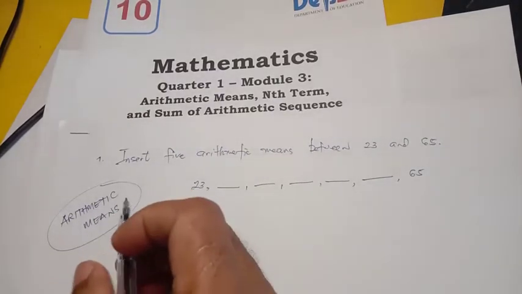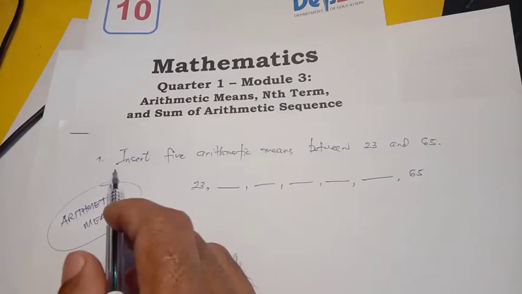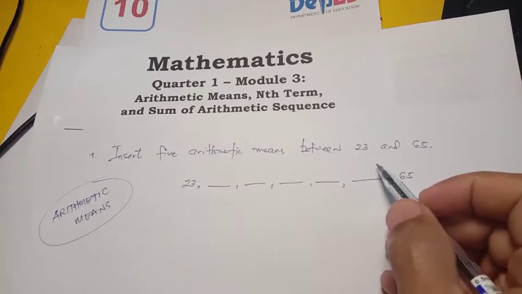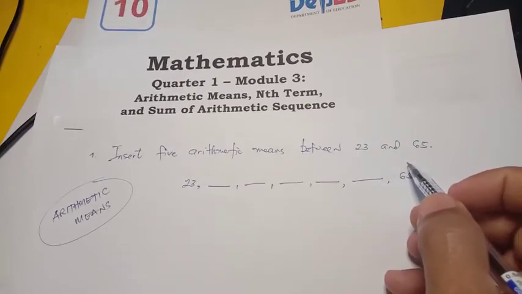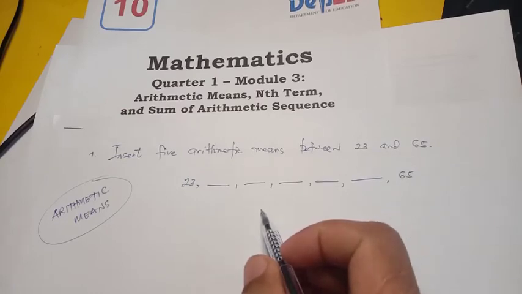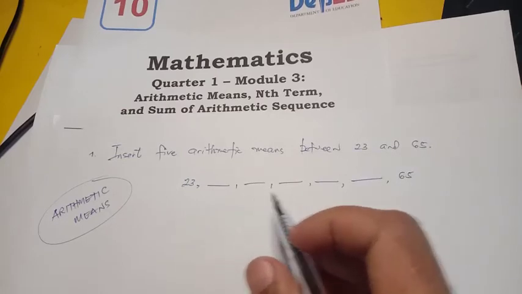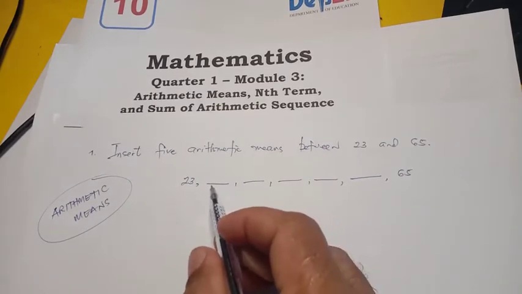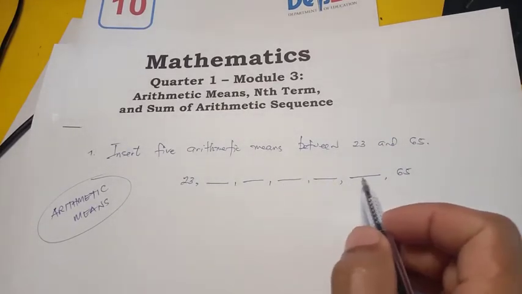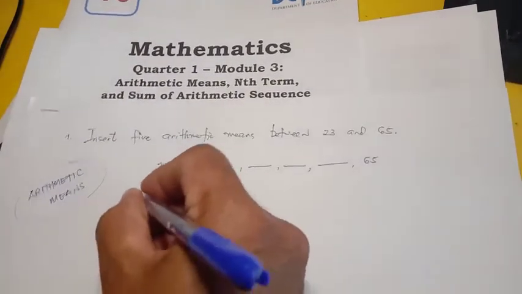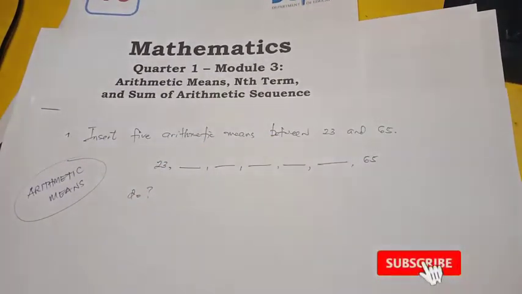Okay, we have here example number 1. Insert 5 arithmetic means between 23 and 65. So, maglalagay tayo ng 5 arithmetic means sa pagitan ng 23 at 65. So, 23, 1, 2, 3, 4, 5. Okay, ang kailangan natin is the common difference.